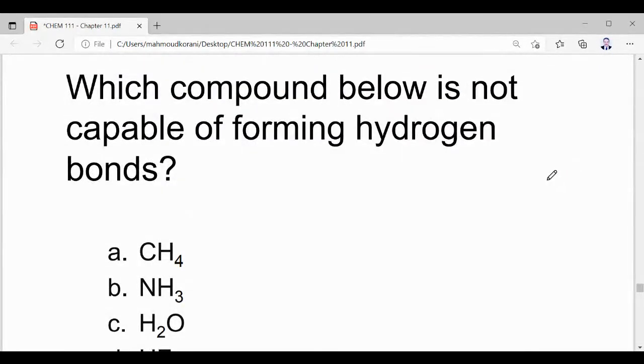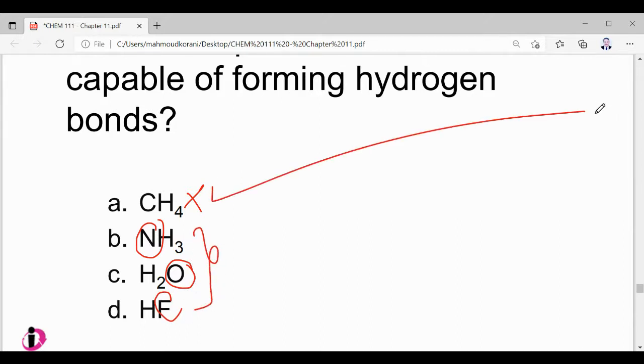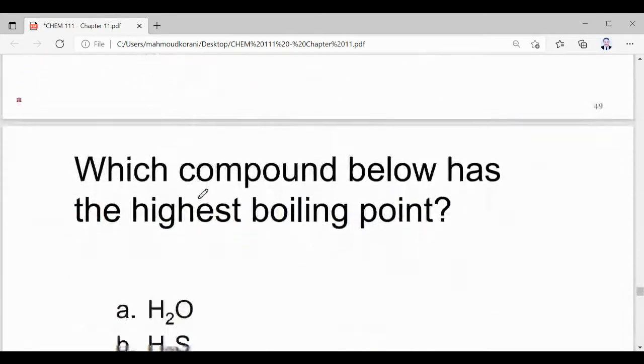Which compound below is not capable of forming hydrogen bonding? This one cannot. It's non-polar. Hydrogen bonding is formed between hydrogen and any electronegative atom like nitrogen, oxygen, or fluorine. So these three can form hydrogen bonding. This one cannot form hydrogen bonding, so this is the right one.